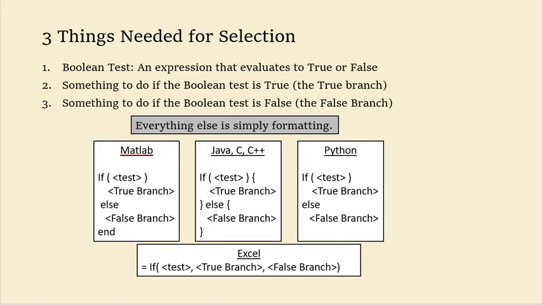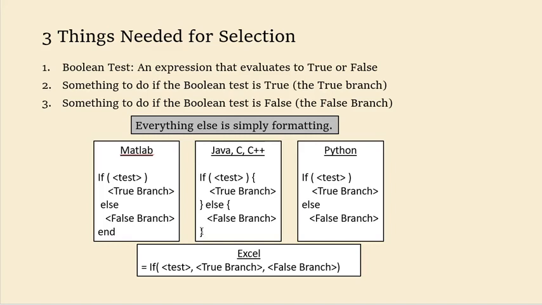So in the center there, Java and C, they've all come to the same conclusion for what their tests will look like. It will look like that. It literally is the word if, lowercase i, if, parentheses with a test inside, curly bracket, whatever you want the true branch to do, close the curly bracket, the word else, open curly bracket, whatever you want to happen when the test is false, and then close the curly bracket. They're all the same.